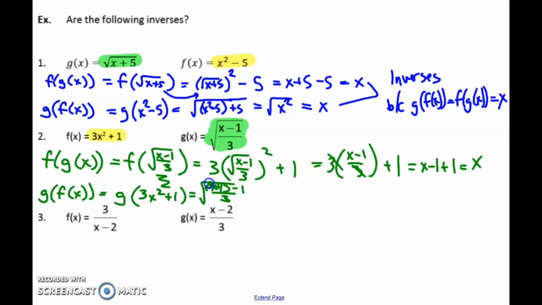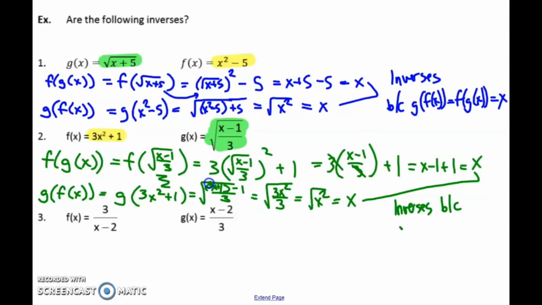Okay, so now, I know it's hard to read, I apologize for that, but in the numerator you have 3x squared plus 1 minus 1, which is just going to give you 3x squared over 3. Now those 3's cancel, so you have the square root of x squared, which obviously is just x. So once again, what we've shown here is that these are inverses because f of g of x equals g of f of x equals x.